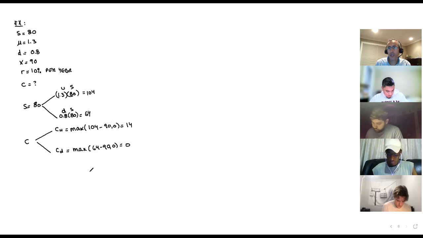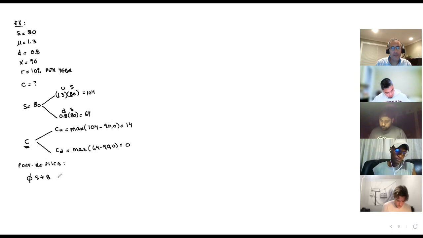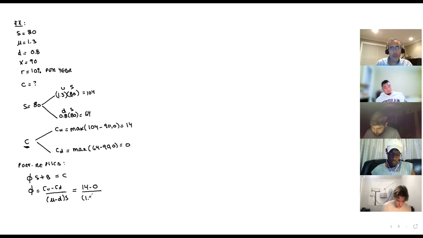Okay, so now we do our portfolio replica. I want to estimate C, so this is my unknown. But I know for my portfolio replica, guys, that psi S plus B should be equal to C. We know that psi equals CU minus CD over U minus D times S, correct? This is a formula that we just developed a couple of minutes ago, guys. So CU is going to be 14 minus CD, that is zero, over U is 1.3 minus 0.8, that multiplies S, that is equal to 80. Can you please help me with this number?